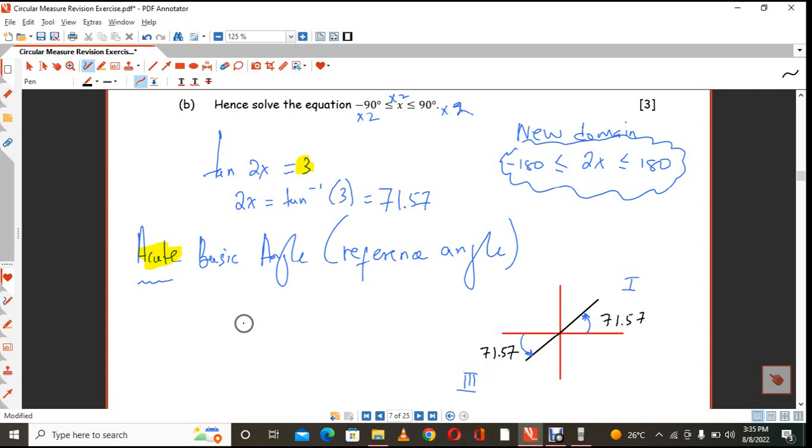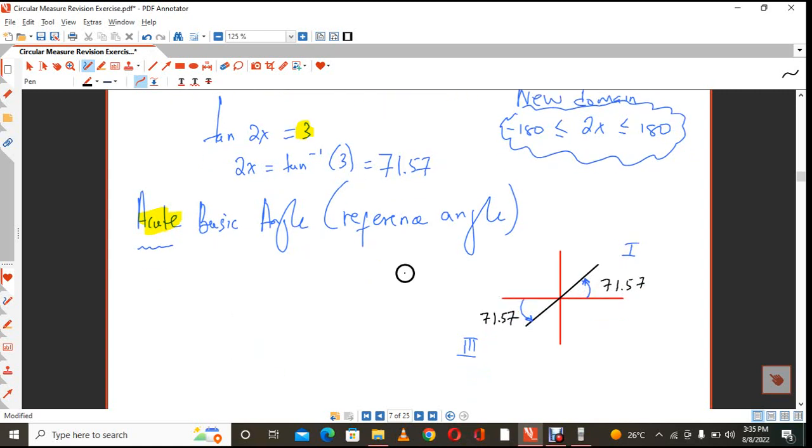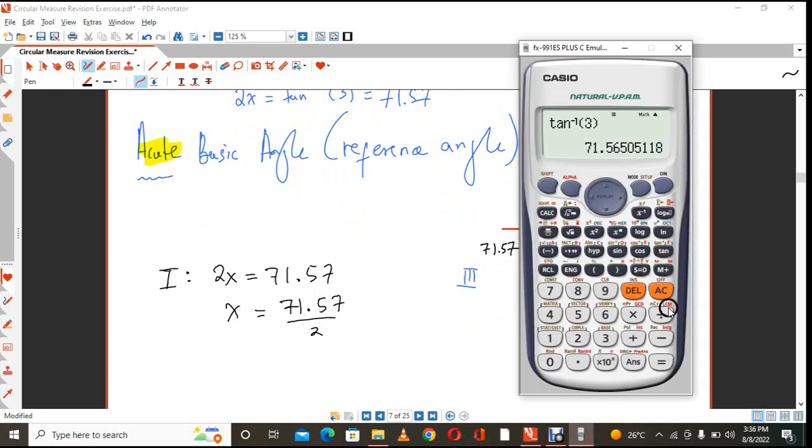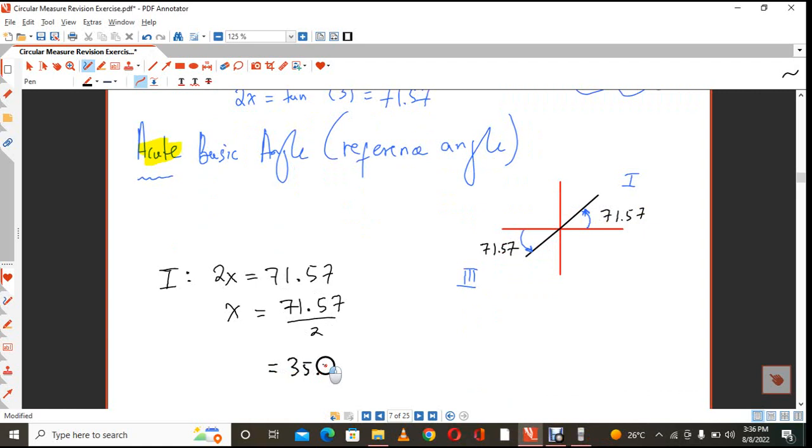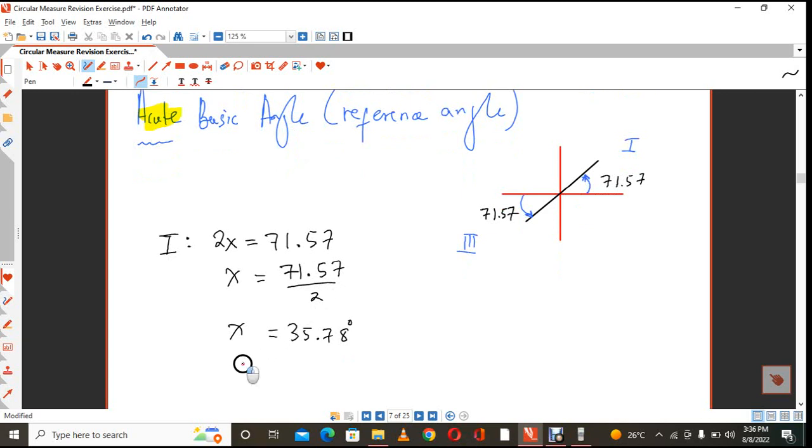So in the first quadrant, where our domain is still positive, 2x is equal to 71.57. Then x will be 71.57 divided by 2. So we're just going to divide our answer there by 2. It's 35.78 degrees, which you can write as x equals 35.8 degrees to 1 decimal place. That is on the positive end.